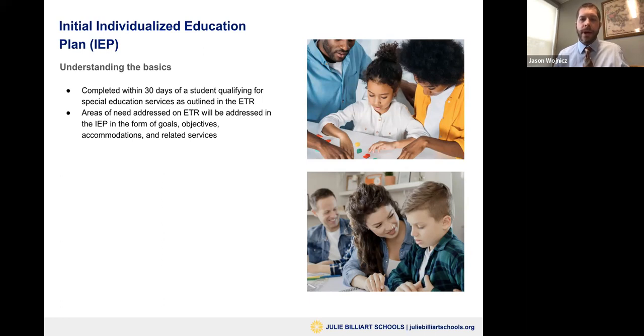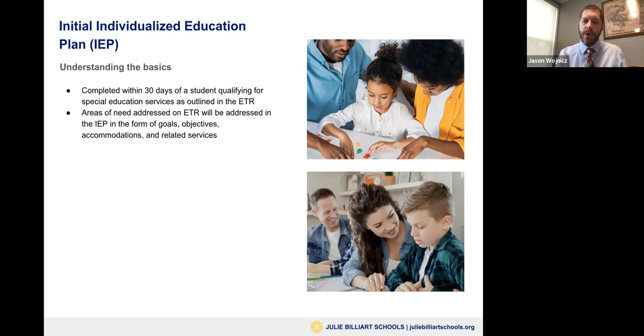Now, as you go through this process, it's going to be two separate meetings. You're going to have your ETR meeting. It's going to be the meeting that you're going to run through that ETR document, identify how the student performed on all those assessments for their academic abilities, behavioral abilities, social emotional skill sets, fine motor, speech, and so forth. You have that meeting, you understand what the needs are, you understand that yes, the child qualifies for special education services, you understand that yes, they qualify under this specific category of disability. Now it's time to start preparing ourselves for that IEP. And this is going to be a separate meeting.